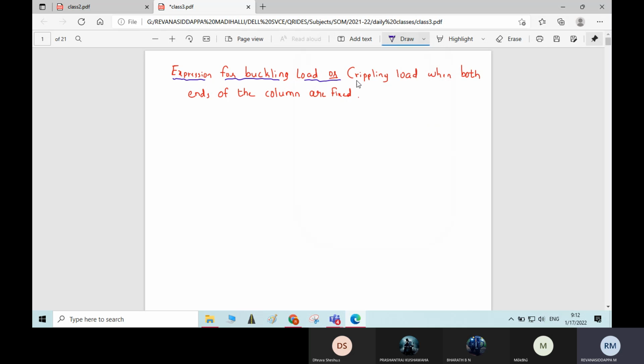Okay, the procedure behind the derivation is same only, but the end condition is different here. So the boundary conditions which we apply during the derivation process will change. Whatever procedure we have followed for previous derivations, we have to follow the same procedure here. But we have to change the formulae or the boundary conditions accordingly with respect to the given support condition of the column. Okay. Now consider a column.